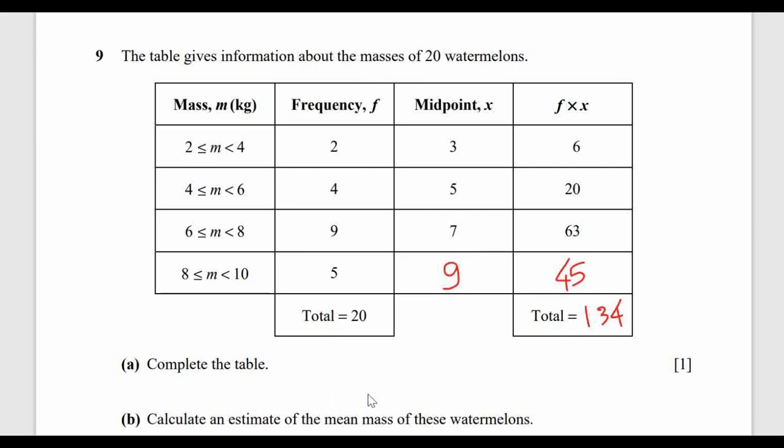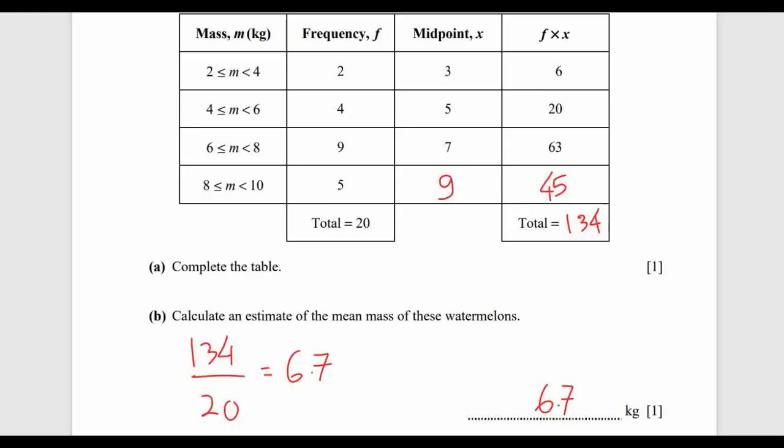Right, let's check out the answer, guys. So the answer is 6.7. How do we get that? So if the total of F times X over total of frequency, then we count with the calculator, that is 6.7. As easy as that.